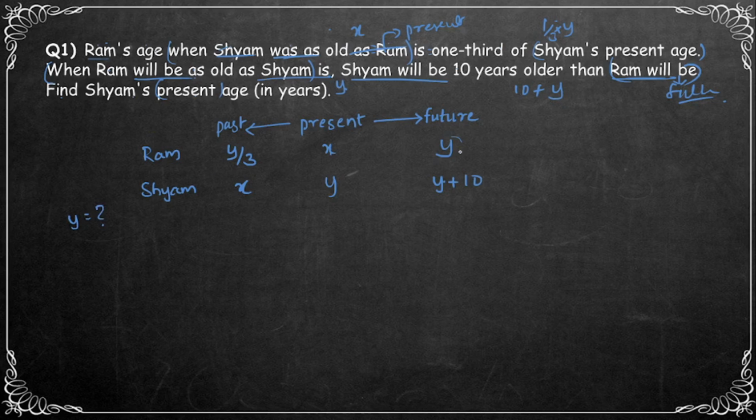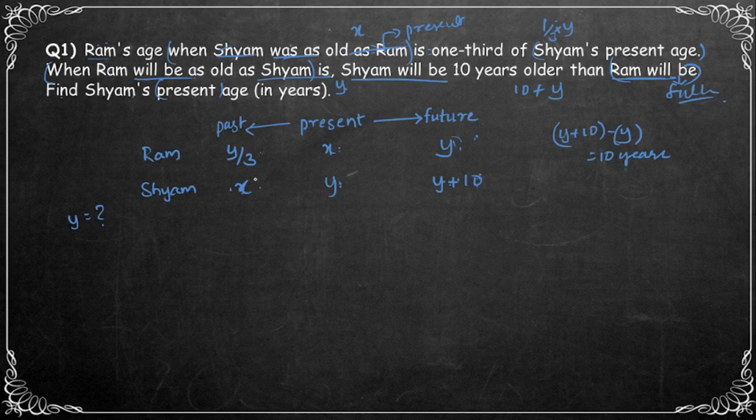Now we have created the timeline. The next step is to create equations out of the timeline. There are 2 ways to do that. The first way would be the age gap would remain same at every point of life. So from this we can find the age gap as Y plus 10 minus Y. So that is the age difference between Shyam and Ram. So it is 10 years. So this age gap 10 years will remain throughout the life, right? So here also Shyam is 10 years older than Ram. Here also Shyam is 10 years older than Ram.